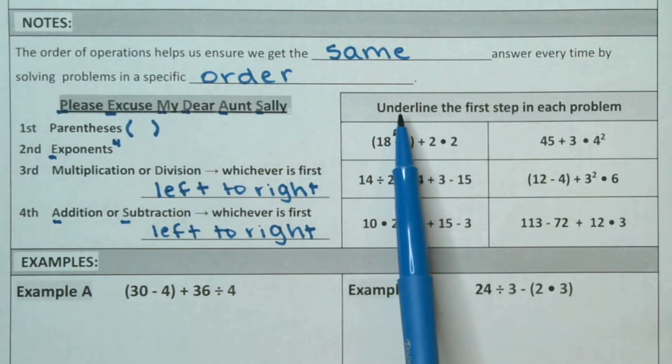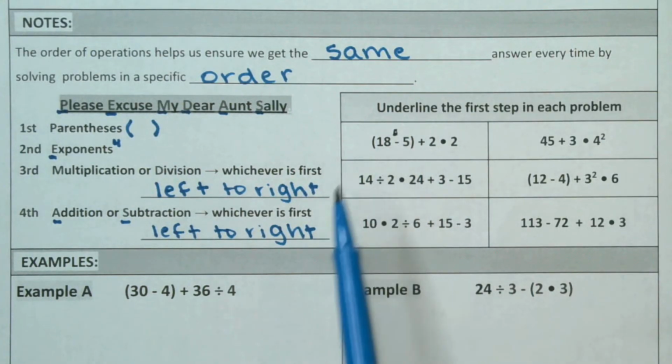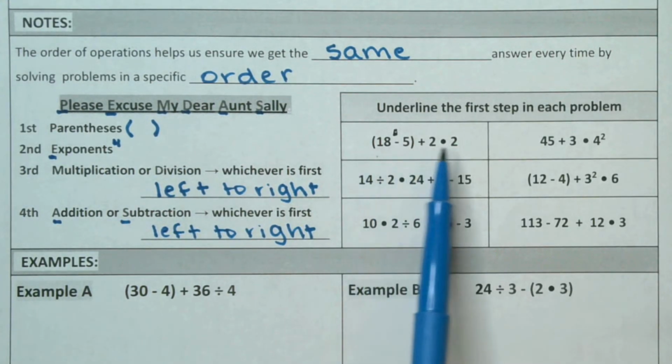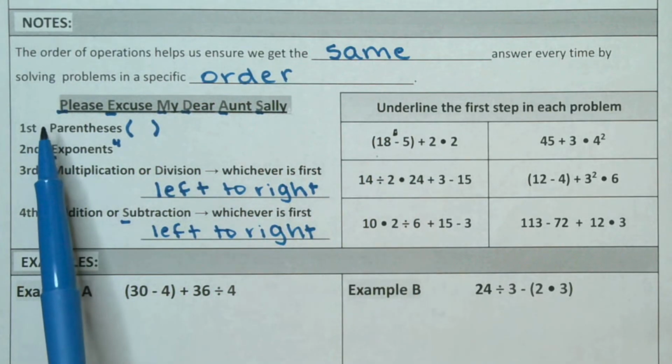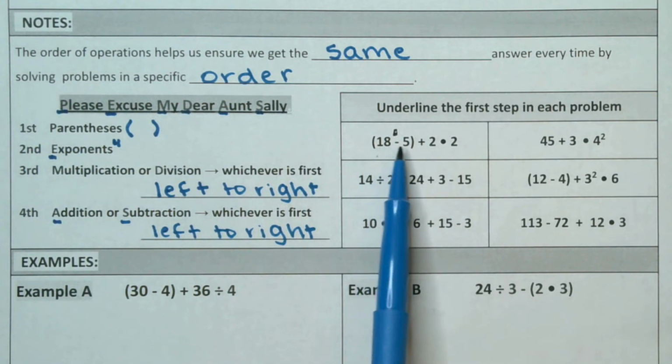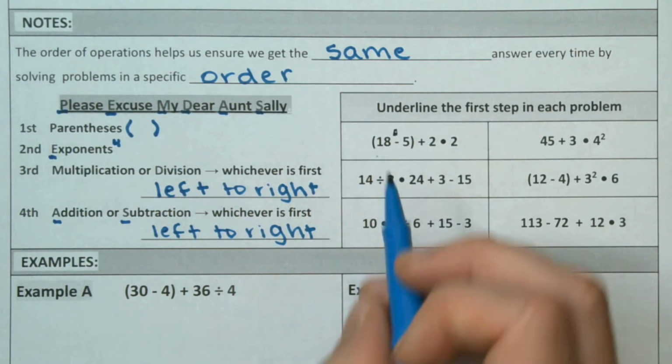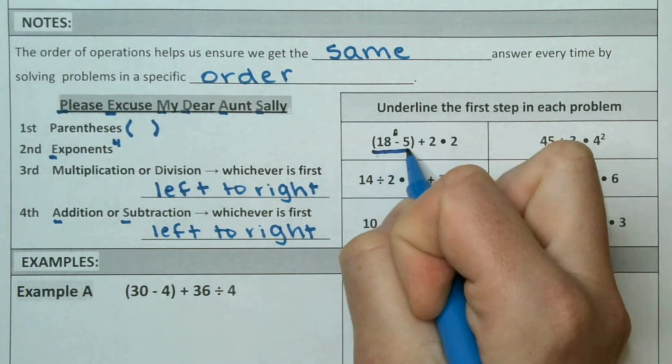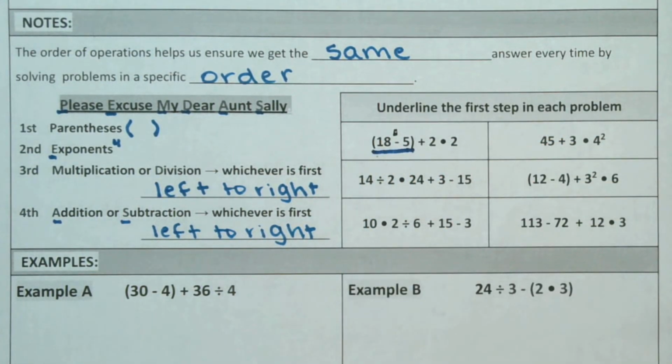So in these examples here, we're not solving anything. We're just practicing underlining the most powerful operation, or our first step. So I can see in this first one, you can kind of think of this as a checklist. Okay, we always start by looking for parentheses. Is there parentheses in this first problem? Yes, there is. So I'm going to underline the parentheses 18 minus 5. That is our most powerful operation. Let's do the next one.